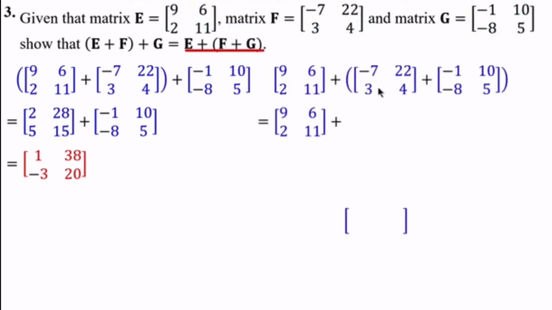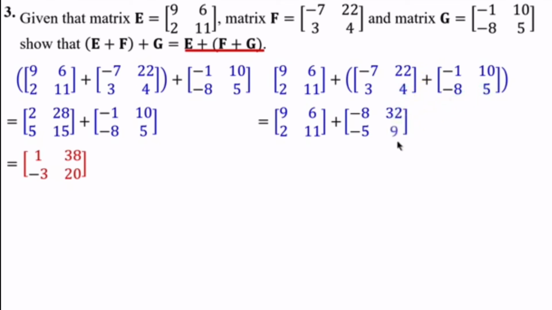So let's add together. Negative 7 plus negative 1, it means negative 7 minus 1. So you will have answer negative 8, right? And then 22 plus 10 is 32, right? Okay, so we have 32. And 3 plus negative 8, we have negative 5. Alright, and 4 plus 5, we have 9. Okay, so we have negative 5 and 9. Okay, always highlight so that you won't miss out the row or column.